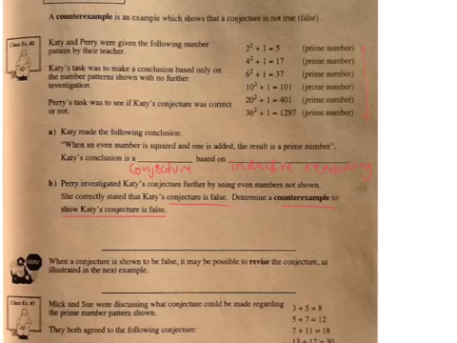So let's try 8. 8 squared plus 1 equals 65, which is not prime. So we followed the same pattern, but the answer we got didn't follow what Katie's conjecture was.